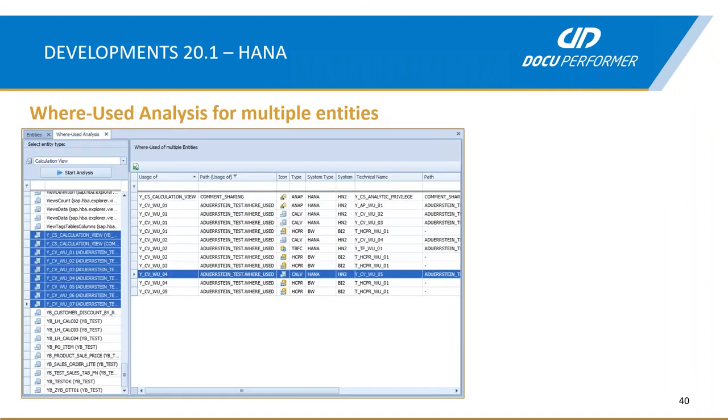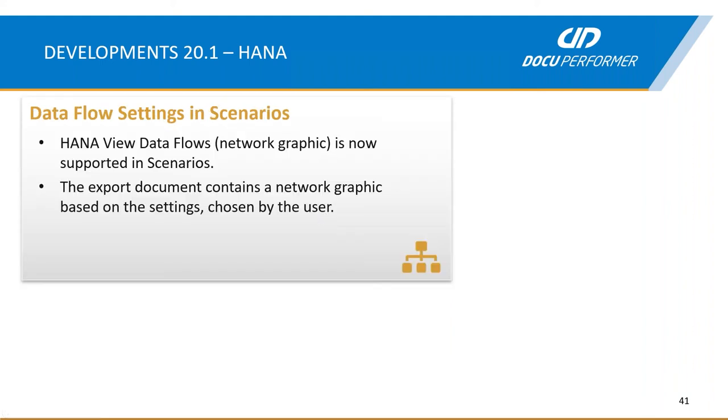This is how it looks like. So on the left side, you can simply select all the entities you want to analyze. In the result list, you will see which object is used in which other object in what way. Okay, what else? Now it's also possible for HANA data flows or network graphics of the data model to export them into your documentation in scenarios.